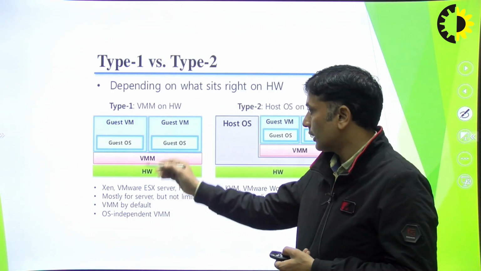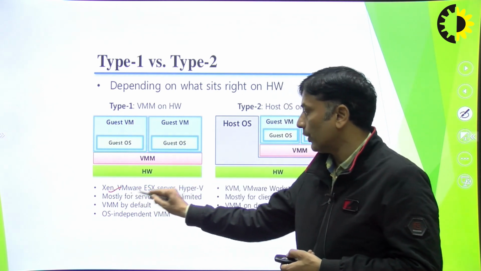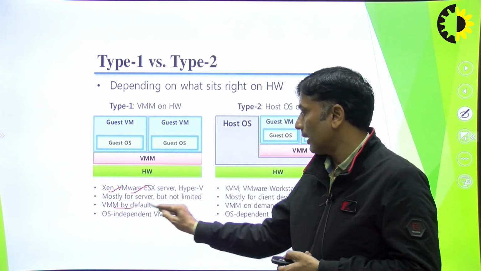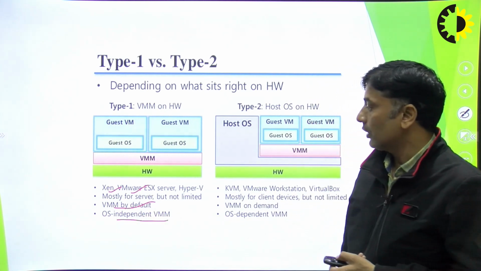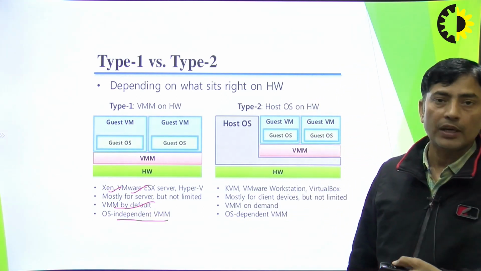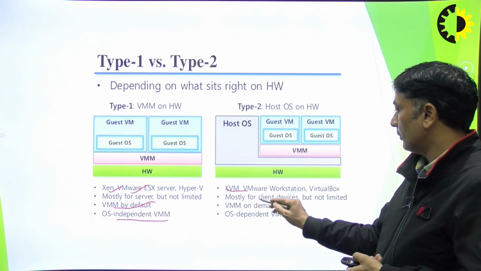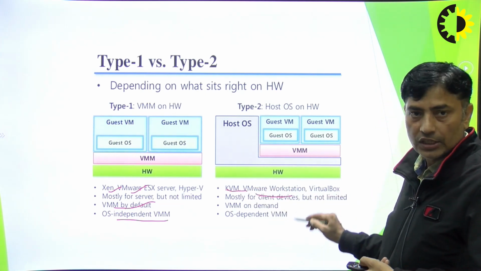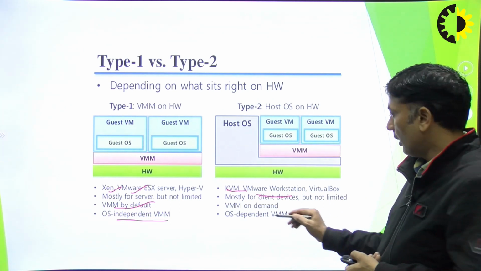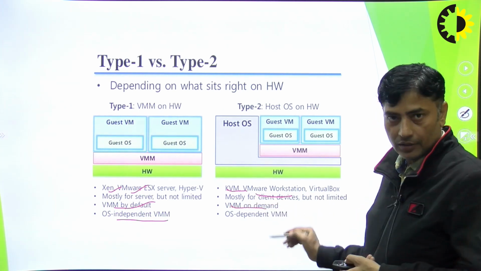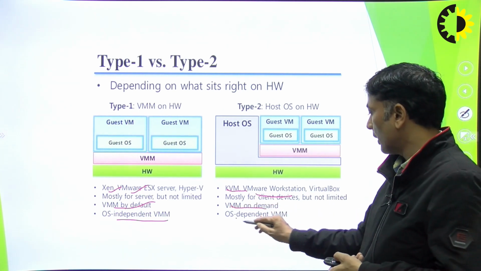Okay. And examples of type 1 are Xen, VMware, VMM by default. This is also known as OS independent VMM. And the type 2 architecture examples are KVM, VMware Workstation, VirtualBox, and this is the VMM on demand and also known as OS dependent VMM.